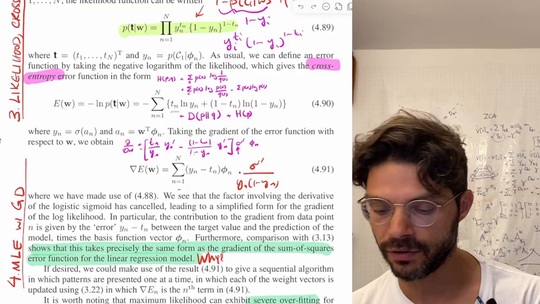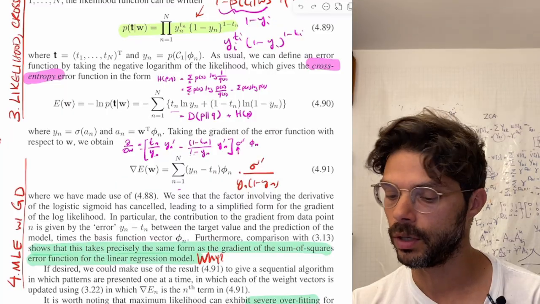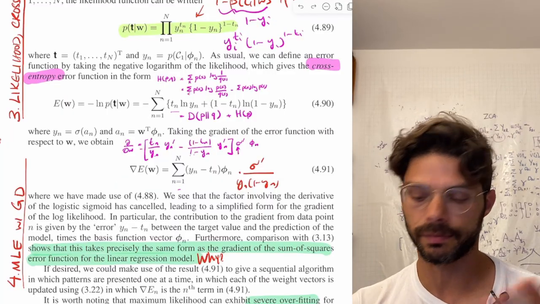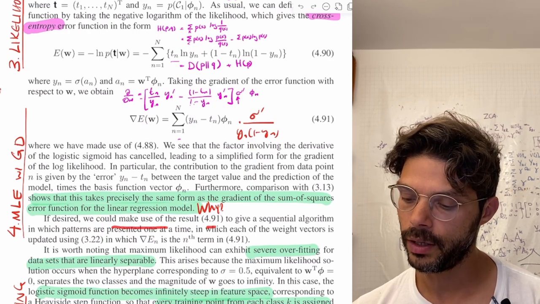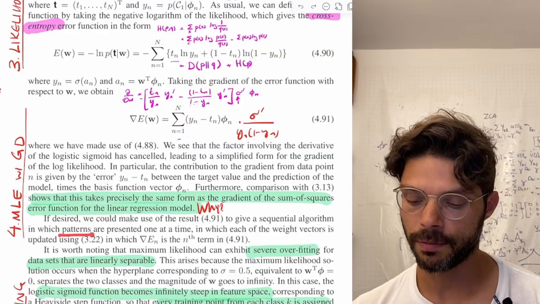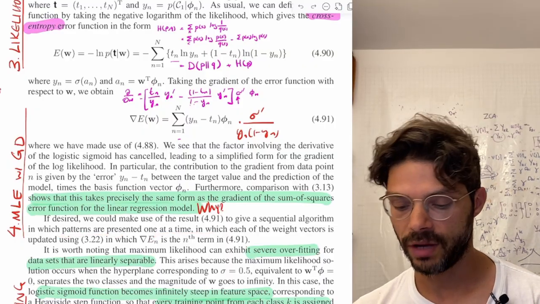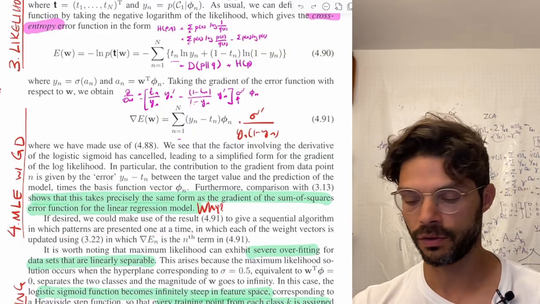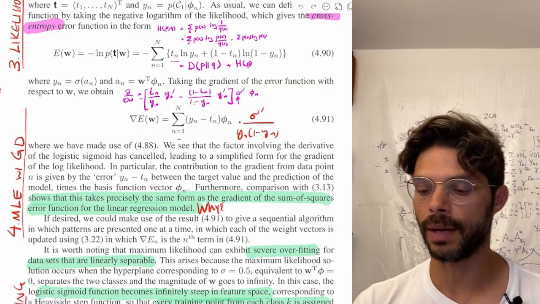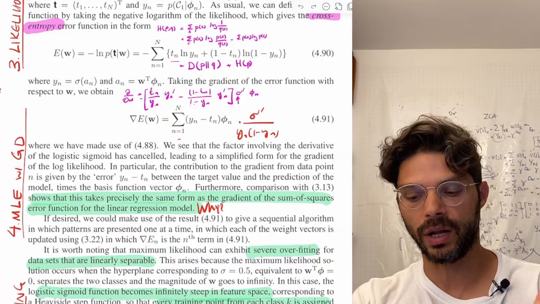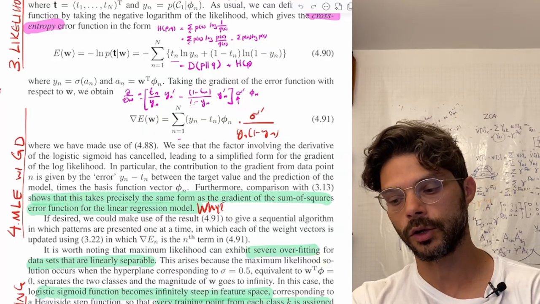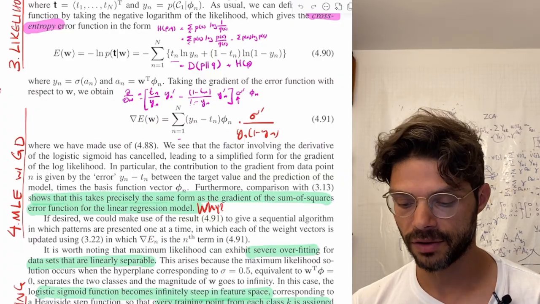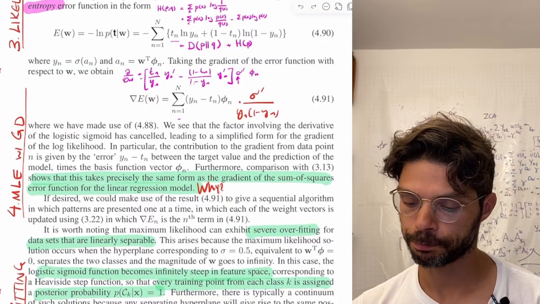Okay, and now when you've got this gradient in hand, then you could do your own updates. And if we desired, we could make use of result 4.91 to give a sequential algorithm in which patterns are presented one at a time and the weight vectors are updated. So you could just do your own stochastic gradient descent. We'll see in the next section that because logistic regression is actually quite a well-behaved loss function, it's more efficient to use the curvature information to make convergence faster. So we'll see that in the next video.